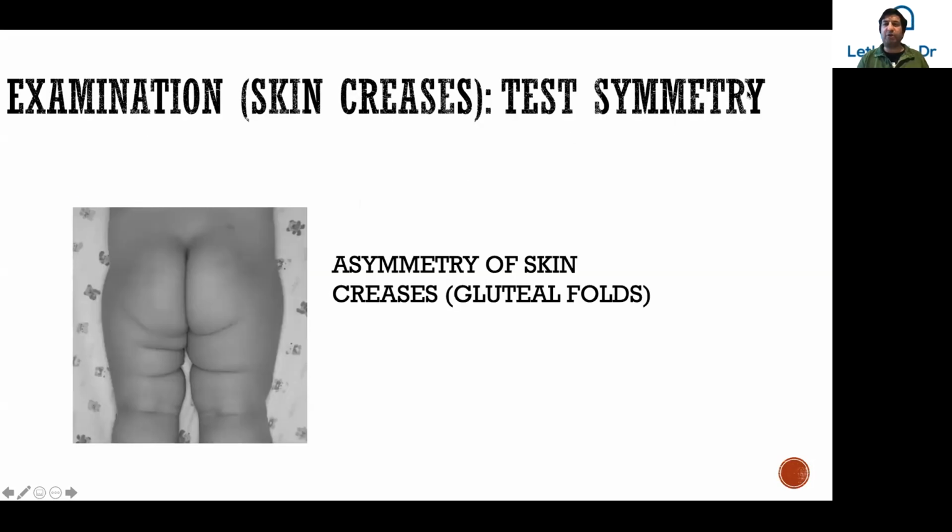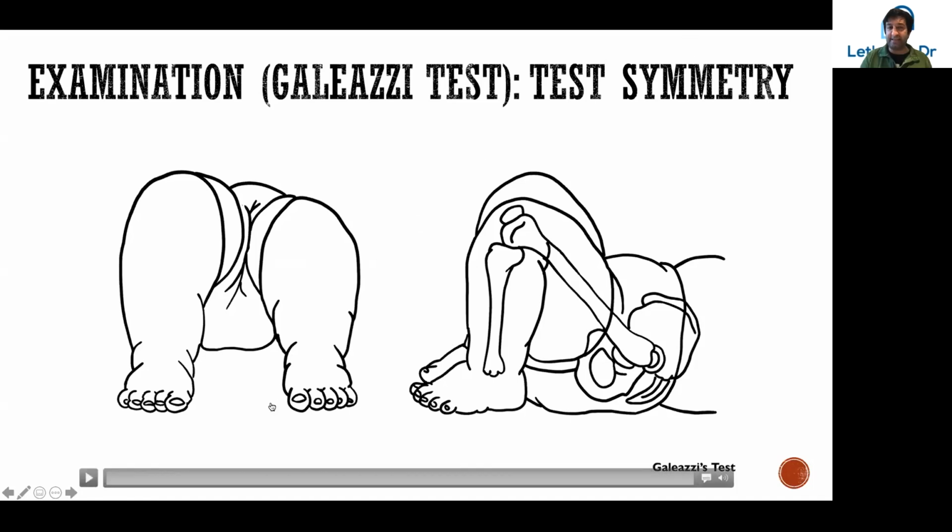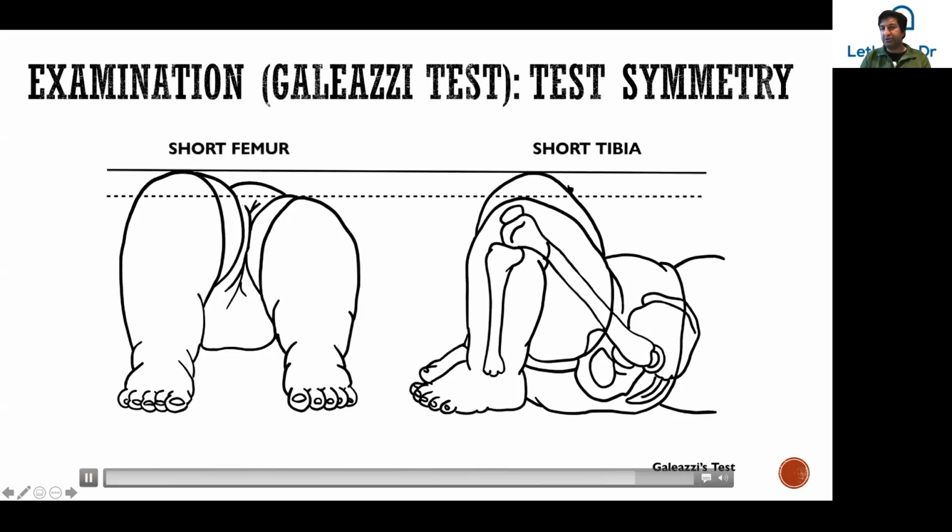On examination, I'm looking for asymmetry between the two sides. I can test that by looking for gluteal skin creases, and you can see here that there are more creases on the left compared to the right, suggesting that maybe there's asymmetry. You can also look for asymmetry in terms of leg lengths, and we do something called the Galeazzi test, which can be used to look for asymmetry of the femurs and also of the tibia. In the coronal plane, you're looking for differences in the heights of the femurs. In the sagittal plane, you're looking for differences in the heights of the tibia. So that's the Galeazzi test. Again, it's evidence of asymmetry.